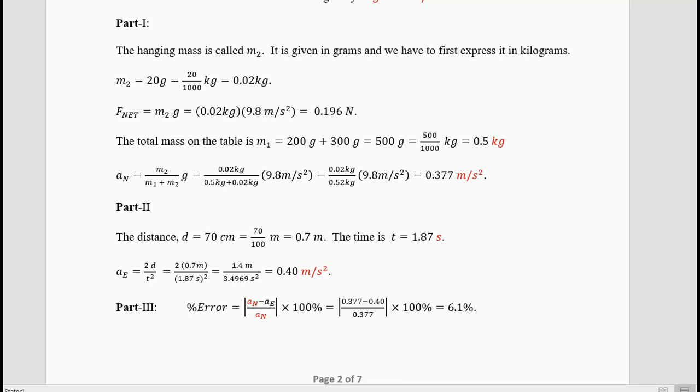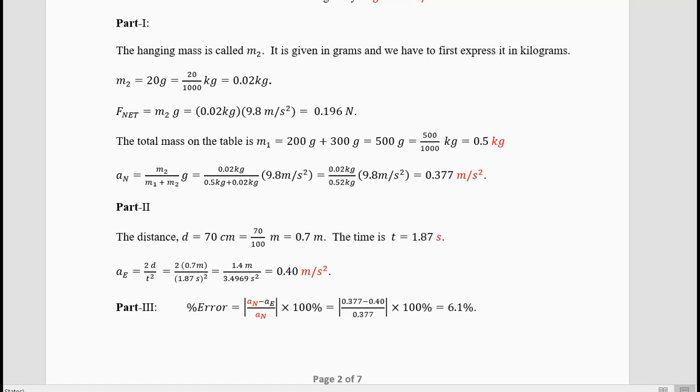You will get 0.377 meters per second square. Now it is 0.02 kg divided by 0.5 plus 0.02, you will get 0.52 in the denominator. 0.02 divided by 0.52 into 9.8 is 0.377. So you cannot get extra acceleration from nowhere. Your acceleration due to gravity is 9.8. That pulley and hanging mass will only change the direction in some situations. It cannot increase the magnitude, so it will be less than 9.8.